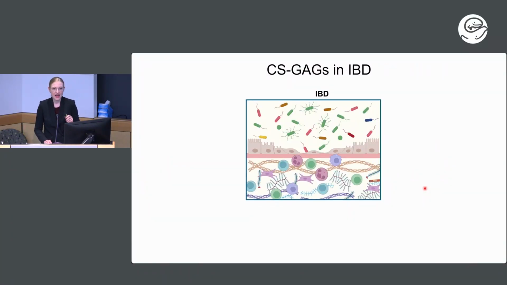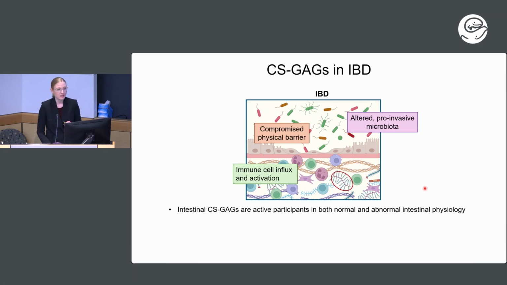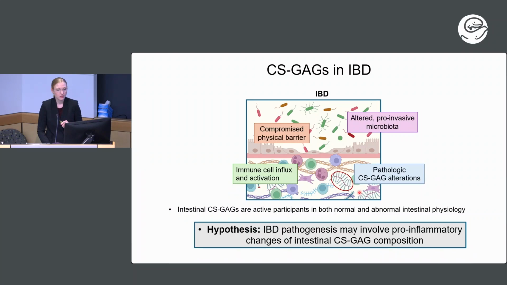Let's connect CS GAGs and CS isomers to IBD pathogenesis and physiology. In IBD, there's a compromised physical intestinal barrier, an altered pro-invasive microbiome, and immune cell influx and activation. And again, here are where the CS GAGs are in the intestines. We know that they are active participants in both normal and abnormal intestinal physiology. So the hypothesis that drives most of my research involves pro-inflammatory changes of the intestinal CS GAGs as a part of IBD pathogenesis.